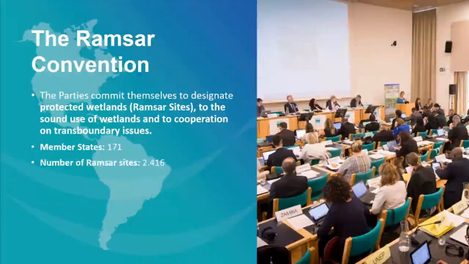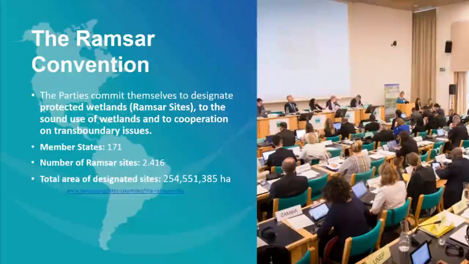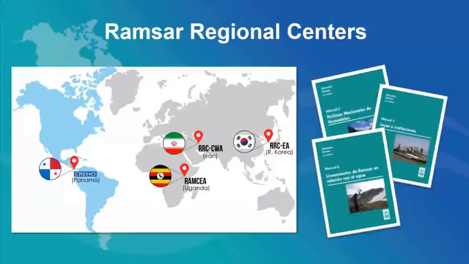nowadays we have, next slide. Okay, there. We have more than 2,416 Ramsar sites that are designated. The area already goes over the size of the state of Mexico, so it is an important area of wetlands worldwide.